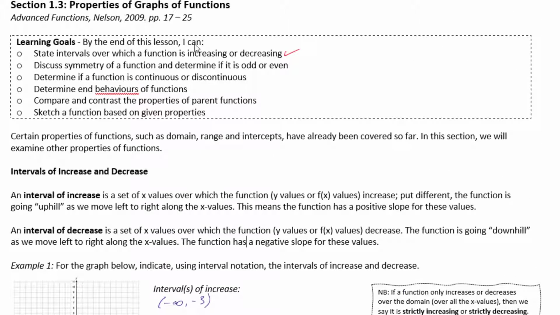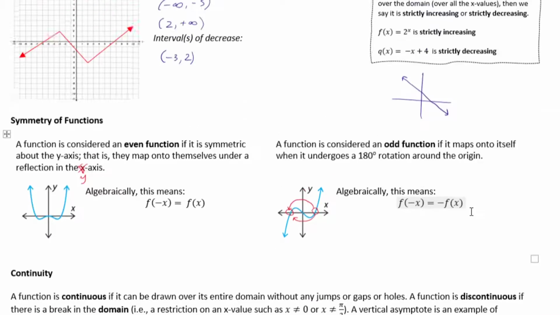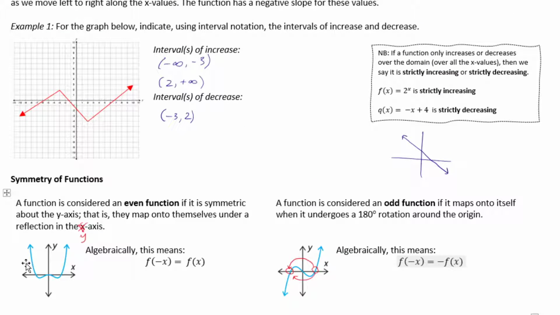Okay, so we've discussed symmetry and determining if it's odd or even. Now, if it is neither even nor odd, we just say that it is neither. So if it doesn't have symmetry in the y-axis, or it cannot rotate around the origin 180 degrees to map onto itself, and therefore it's not odd, we say it is neither.